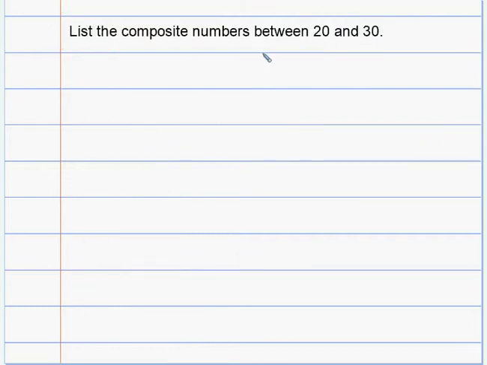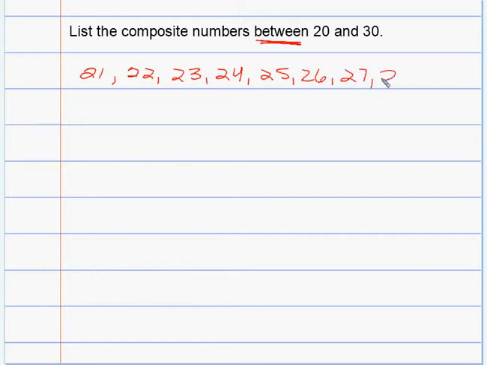So let's list the composite numbers between 20 and 30. Here's what I would do if I were solving this problem. First, I would list the numbers between 20 and 30. Because they want between, they do not want 20 or 30. So I'm just going to make a list: 21, 22, 23, 24, 25, 26, 27, 28, 29. Those are the numbers between 20 and 30.